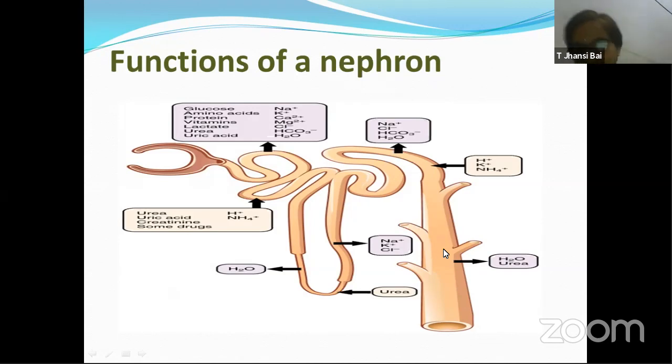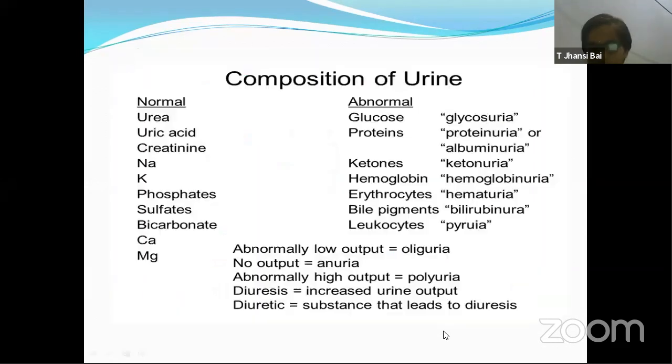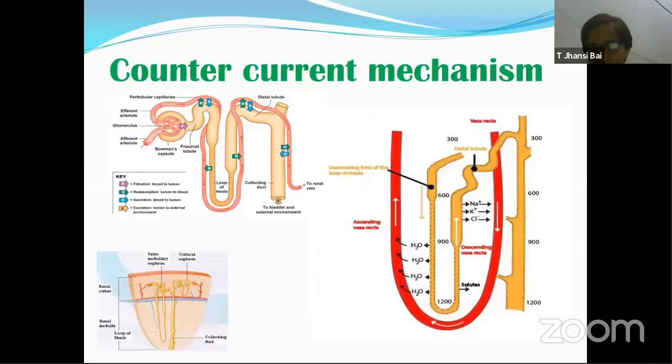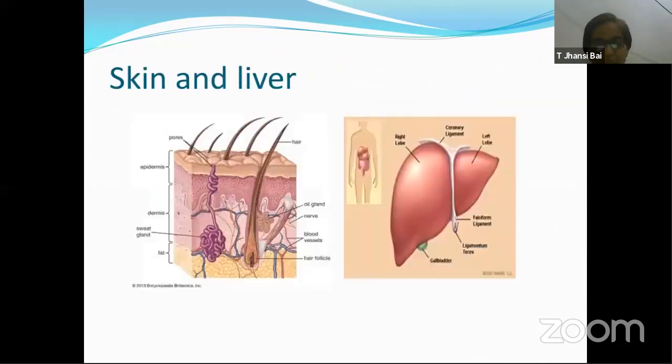Now try to understand the connection. If that hormone is present, then only the DCT and collecting duct reabsorb water. If reabsorption of water takes place, then only urine becomes more hypertonic. So now let me come back and try to understand its connection over here.